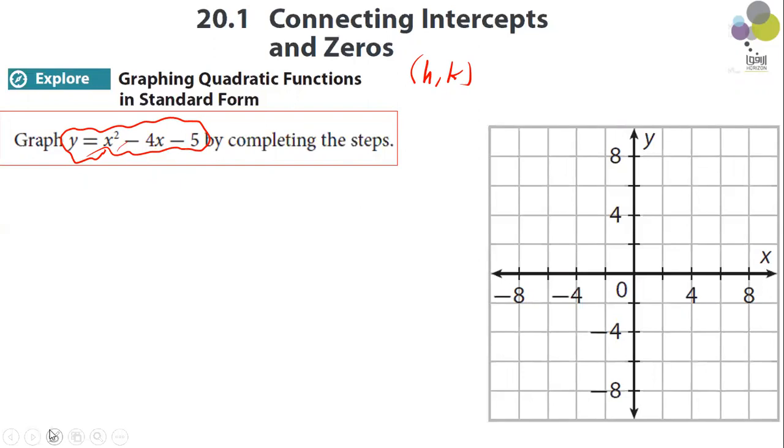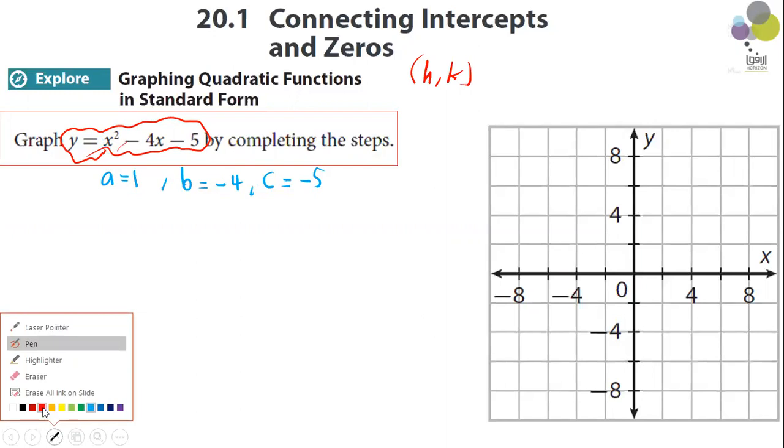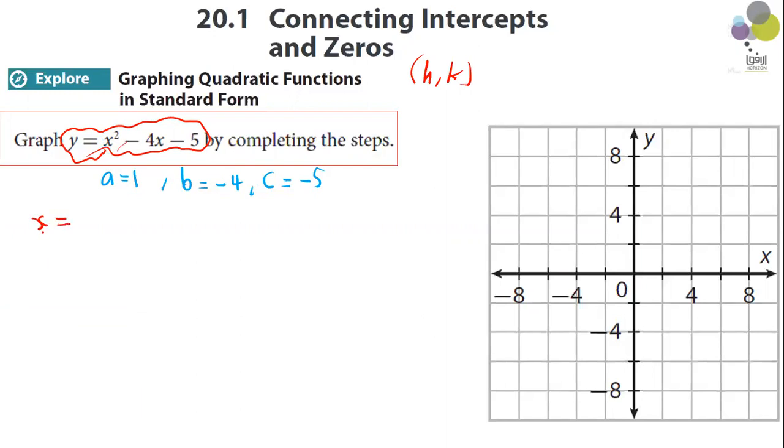First, we have to get the three parameters from standard form. The first parameter, a, is 1, the leading coefficient, the coefficient of x squared. b is the coefficient of x, so it will be -4. And c equals -5. I will not use the third parameter, the constant c. Why? Because the first coordinate of the vertex is x equals minus b over 2a. I will substitute now: minus (-4) over 2 multiplied by 1. Minus, it will be plus 4 over 2. So the first coordinate of the vertex is 2.